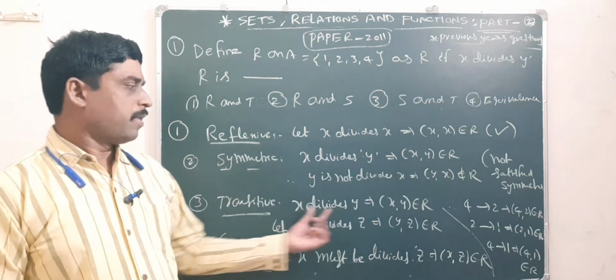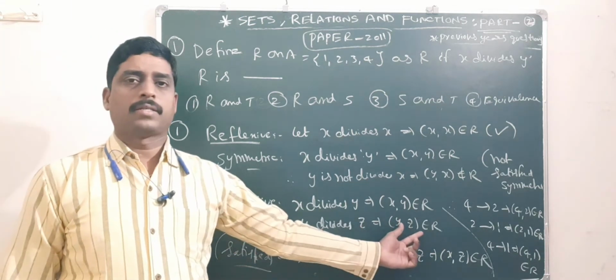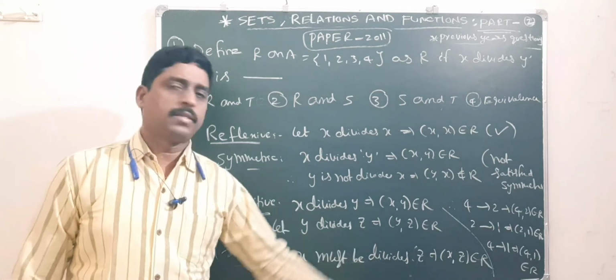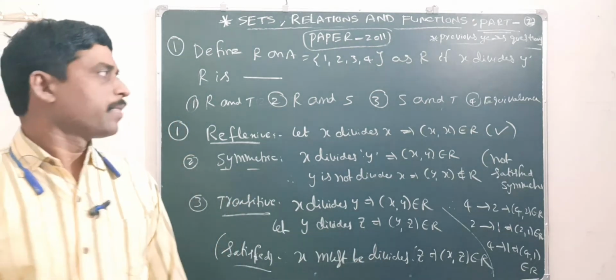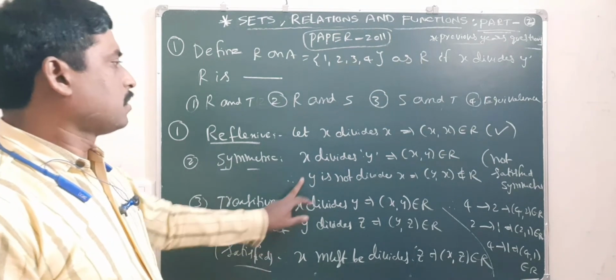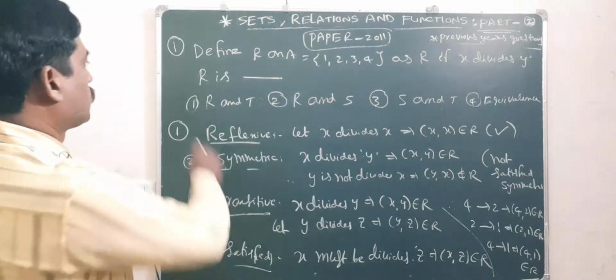So the same: x divides y, (x, y) belongs to R. Let y divide z, (y, z) belongs to R. Therefore x must divide z. Therefore (x, z) belongs to R. This is transitive. So reflexive is satisfied, transitive is satisfied, but not symmetric. Reflexive and transitive is the correct answer. The first option is correct.